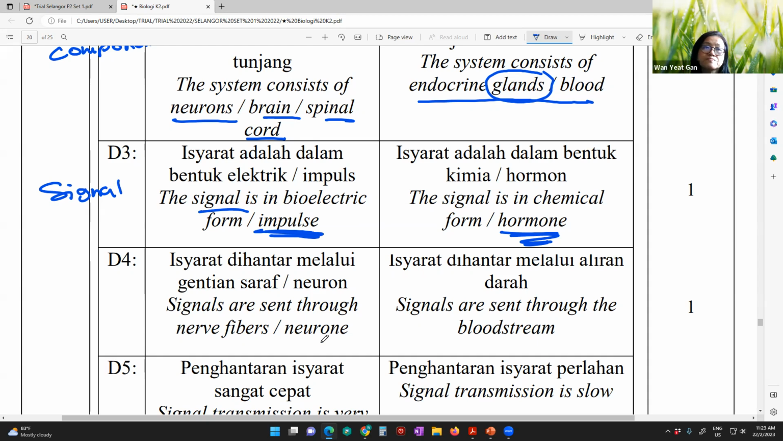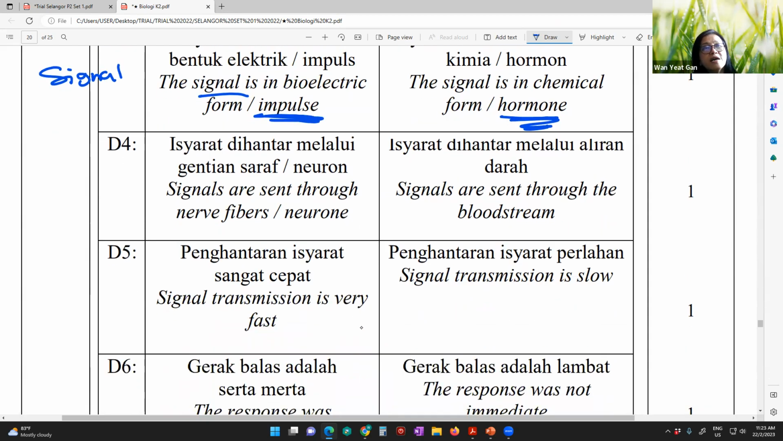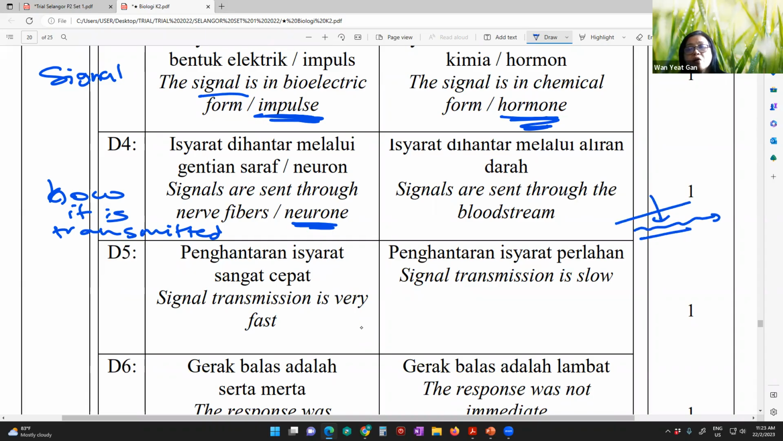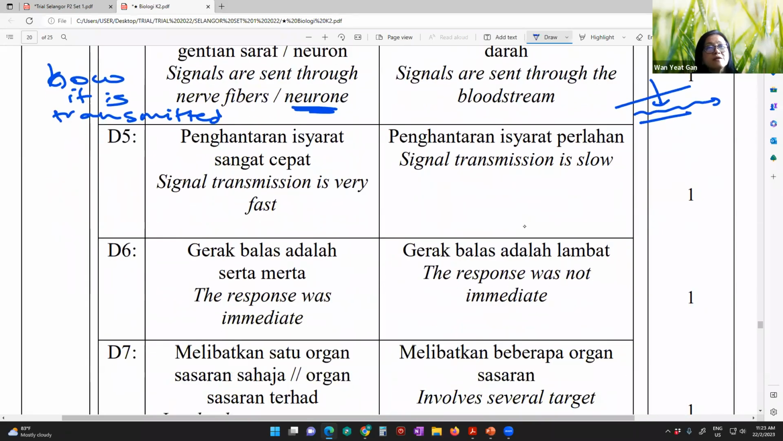Now, how are the signals transmitted? You know that nerve impulse is transmitted through neurons, whereas for hormone, it goes directly into the bloodstream and gets carried or flows according to the bloodstream. Next, the signal transmission is very fast, okay? And this is very slow.